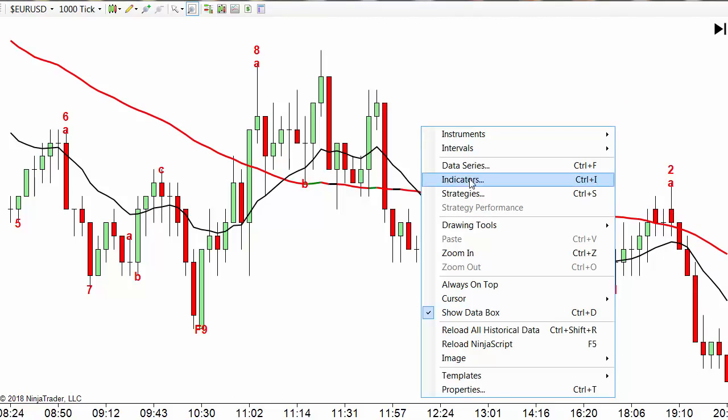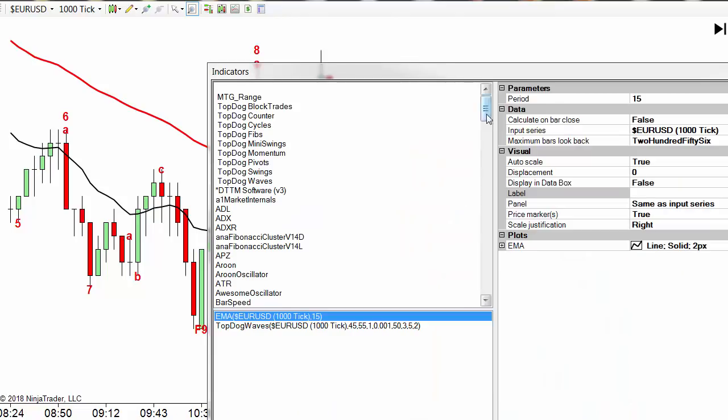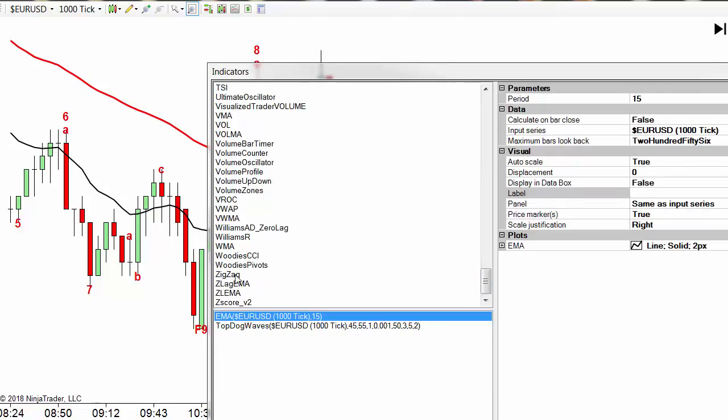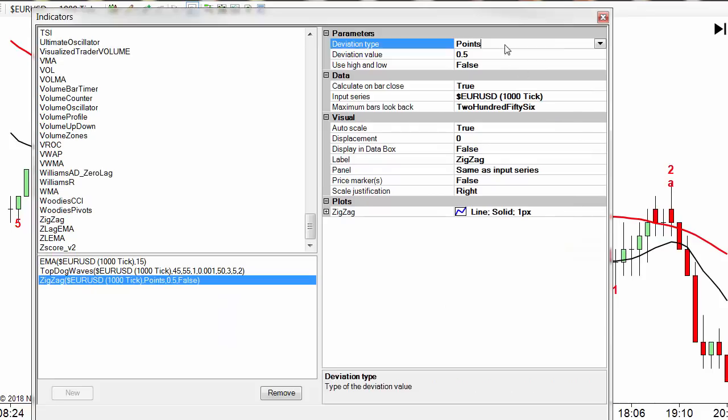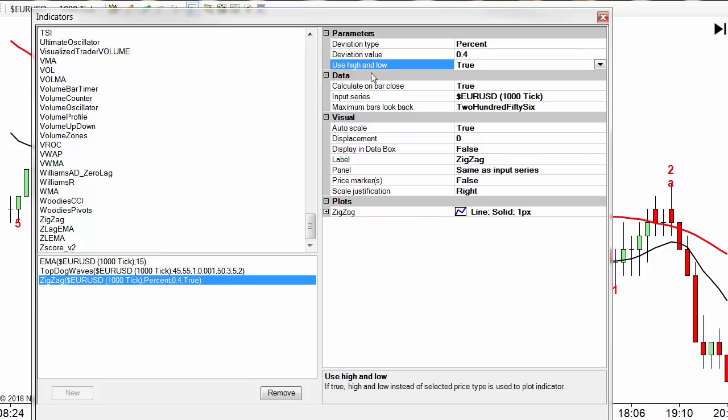What you can do is you can go in here to your indicators and choose our good old friend, the zigzag line, and then set this up however you choose. I like to use percentages instead of points. You might want to play around with the deviation value a little bit, depending on the market you're trading and so forth. I'll set it at 0.4. That's been working good for me. I like to use the high and low. So I want to draw it off the highs and the lows, not the real bodies, not the open and the close. That's my preference.